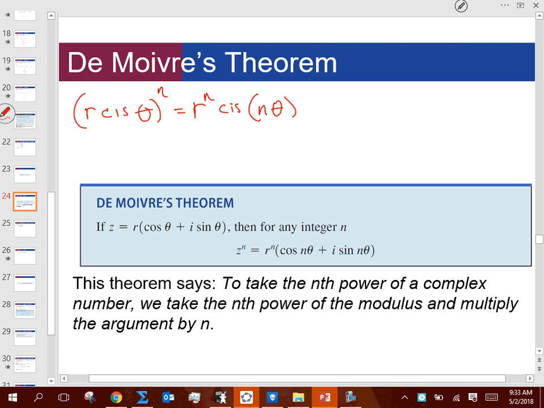He also has a second component to his theorem, which deals with roots, which is maybe not as obvious as what we just did here. This is just an extension of multiplication. Tomorrow we'll talk about how to take the square root of a complex number, something you've never done before, or the third root, or the fourth root, or the fifth root, which is a great use of De Moivre's theorem.